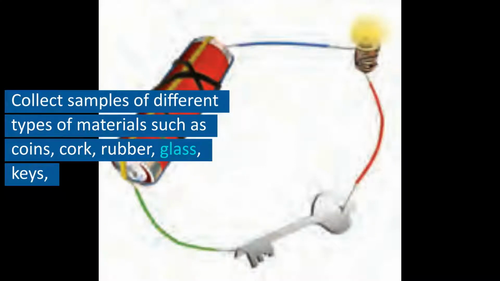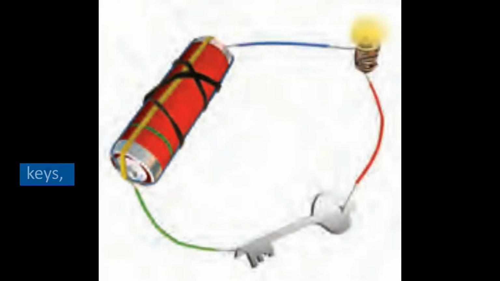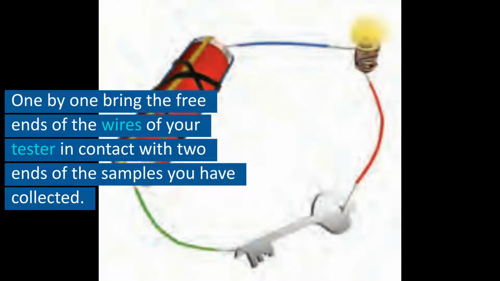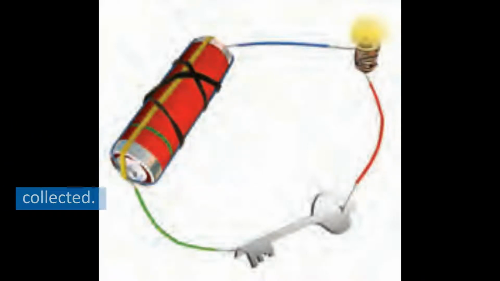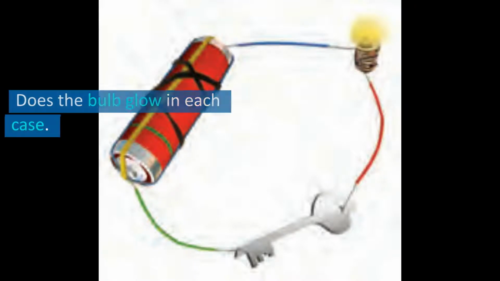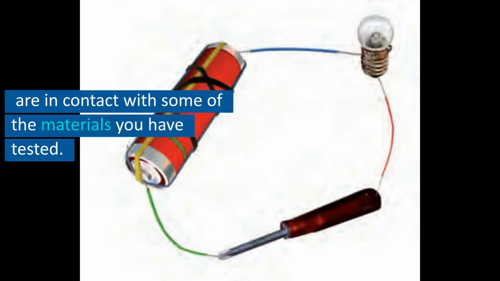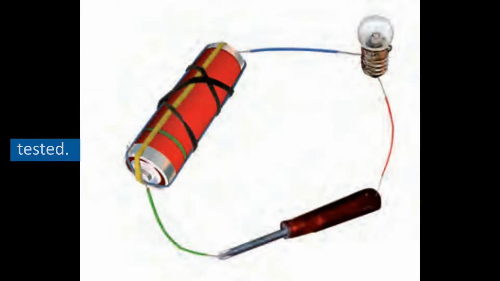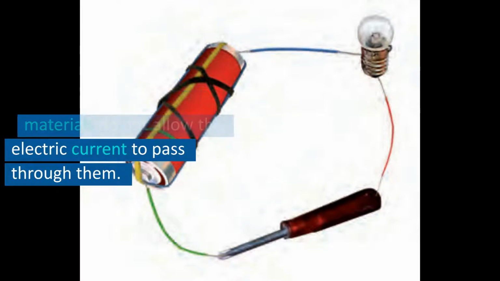Collect samples of different types of materials such as coins, cork, rubber, glass, keys. One by one bring the free ends of the wires of your tester in contact with two ends of the samples you have collected. Does the bulb glow in each case? The bulb does not glow when the free ends of the wires are in contact with some of the materials you have tested. This means that these materials do not allow the electric current to pass through them.